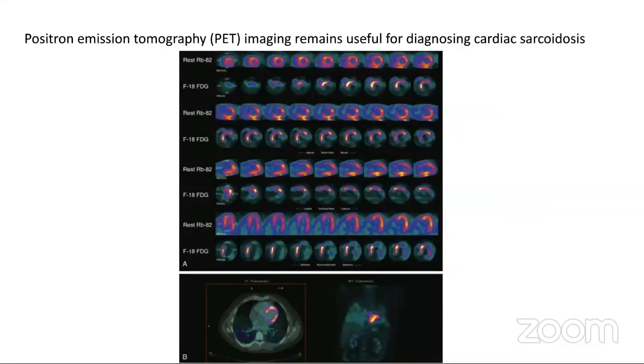Here is the PET scan, which is the gold standard for diagnosis of cardiac sarcoidosis. In this PET scan, we always have two roles, the rubidium-based images and the fluorodeoxyglucose images. The rubidium images look at the vascular perfusion, and FDG looks at the metabolism. In the last two rows of pictures, we can see very dense uptake of fluorodeoxyglucose in the mid to basal segments of the septum, and corresponding to these, there is decreased perfusion.